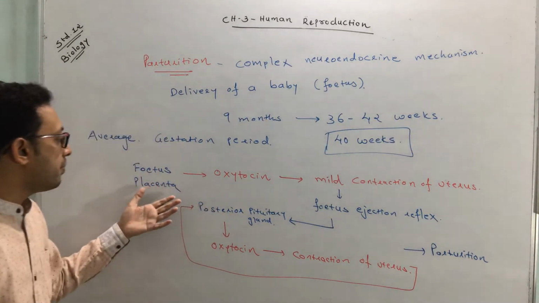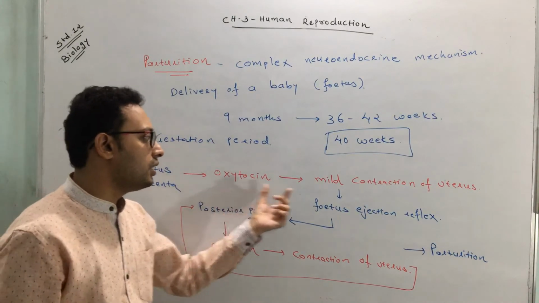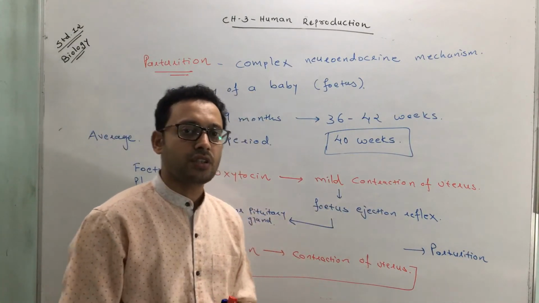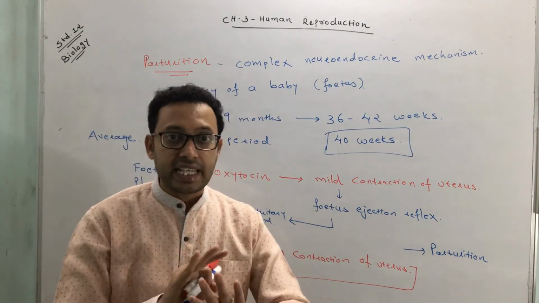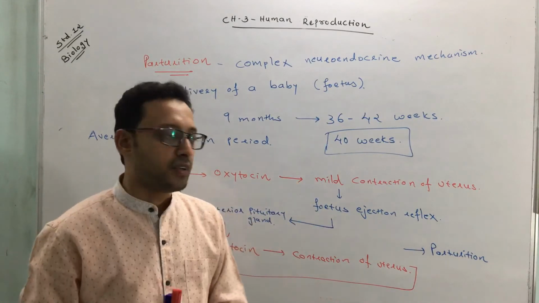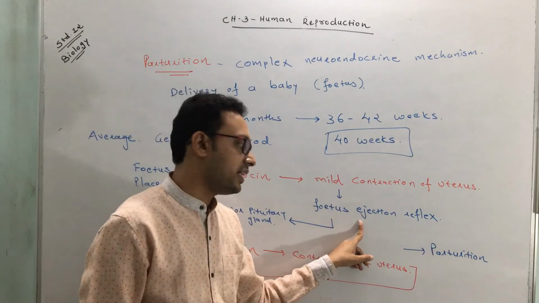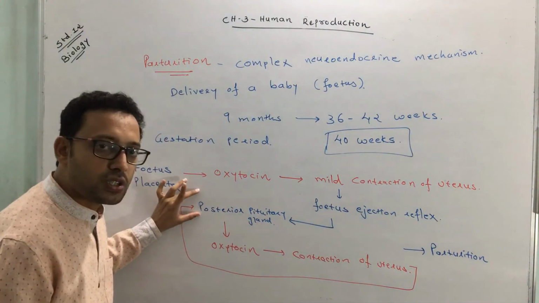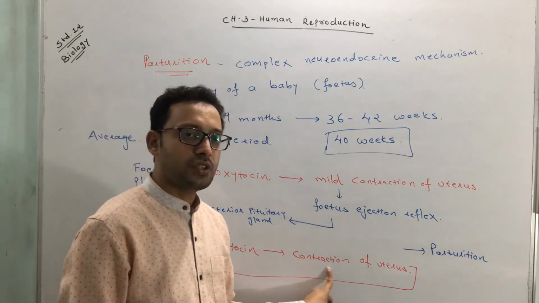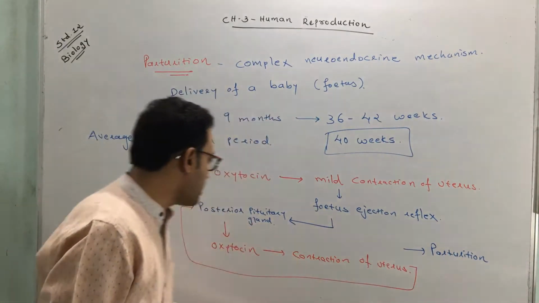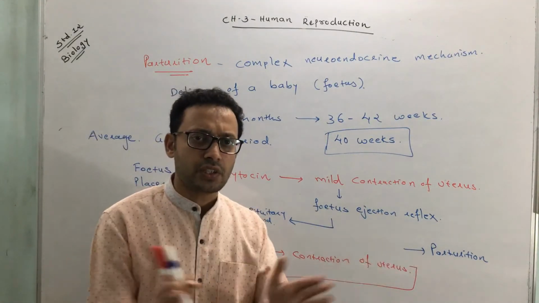When there is a full development of the fetus and placenta, it leads to the release of a small quantity of oxytocin, and that leads to a mild contraction of the uterus. This is called the fetus ejection reflex, but that is insufficient for delivery of a baby. So once the fetus ejection reflex is initiated, it activates the posterior pituitary gland of the lady, which releases more oxytocin and causes contraction of the uterus. If that is insufficient, again it activates, more release, more contraction, and thus the vigorous contraction starts.